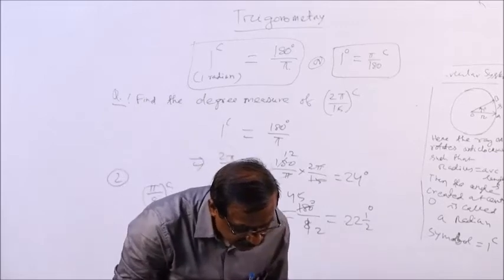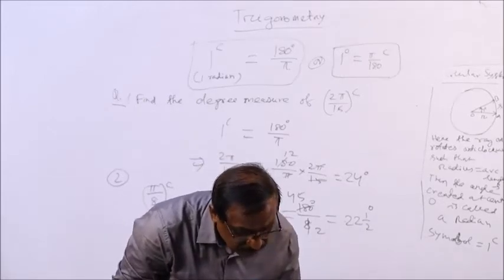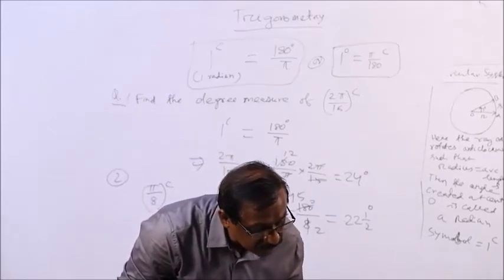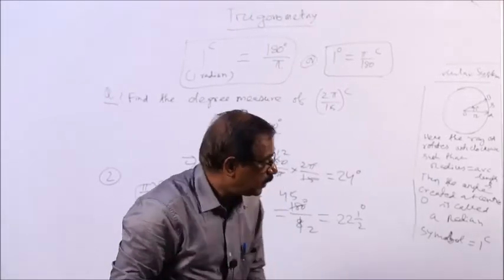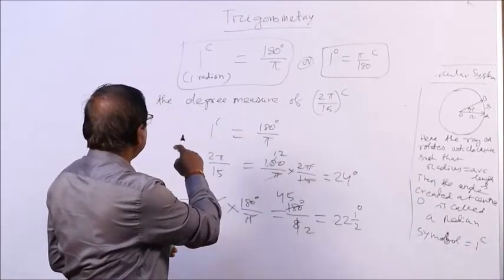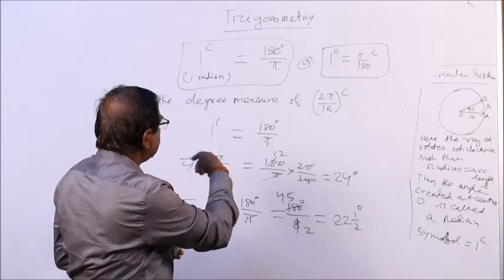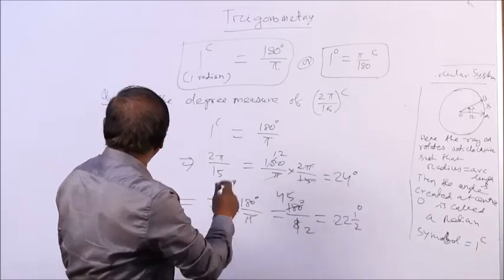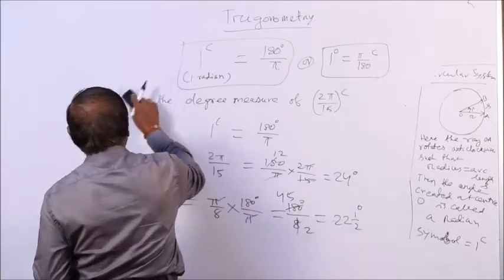Now, here we have converted the radian angle to degrees. Now, let us take the reverse one.